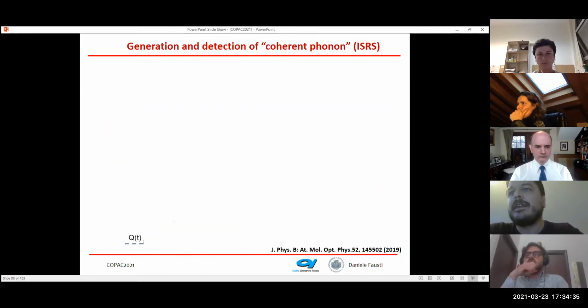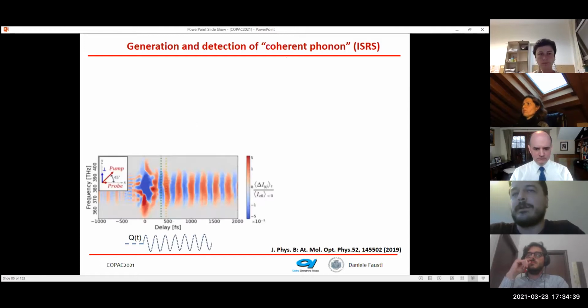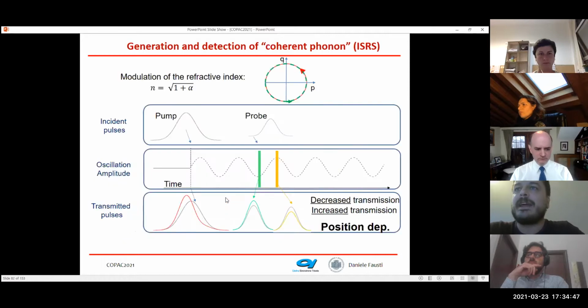From the experimental point of view, this is relatively trivial. This is just the modulation of the transmittivity in time. On the other hand, you have another process which is instead maximized by the momentum.